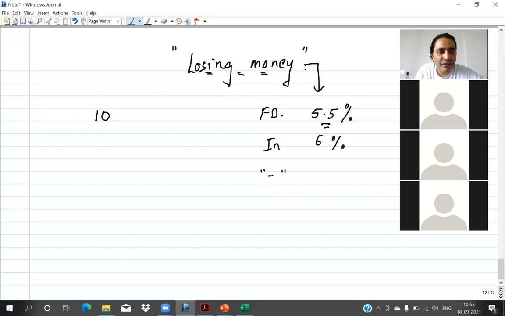Aap ek masala dosa 100 rupees mein kha rahe ho. Theek hai? Ek saal ke baad, the same masala dosa is going to cost you 106. Yes or no? Kyunki inflation 6% chal rahi hai. Yes or no? Divya, Amit, Shakti, all of you tell me this simple fact. आज 100 रुपीज में, दिव्या समझ में आ रहा है या नहीं? टेल मी स्टेप बाय स्टेप, लेट अस नॉट कंफ्यूज.